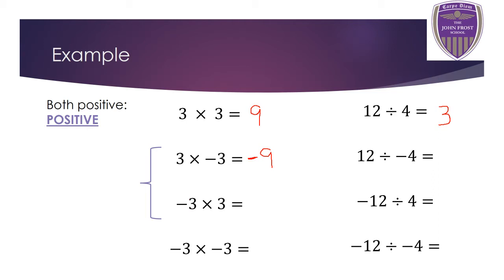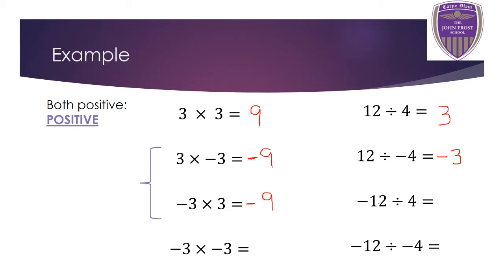If we look at the one below it, minus 3 times 3. Now, it doesn't matter which number is negative. The fact that there is one negative number in the question means our answer will be negative. And then 3 times 3 again is just 9. Easy peasy. So minus 3 times 3 is minus 9. Looking at the divisions now, 12 divided by minus 4. Same as multiplying, if one of the numbers in the question is negative, the answer will be negative. And then 12 divided by 4 is just 3. So 12 divided by minus 4 is minus 3.